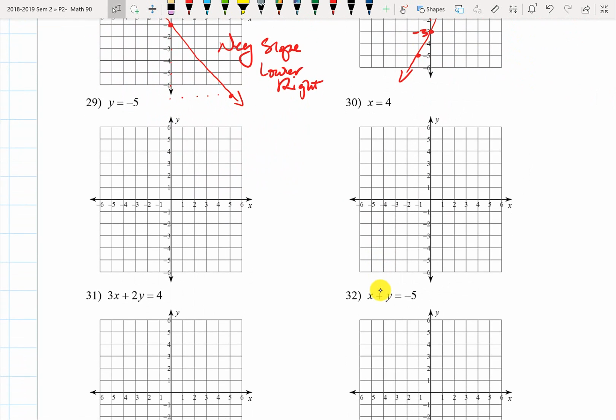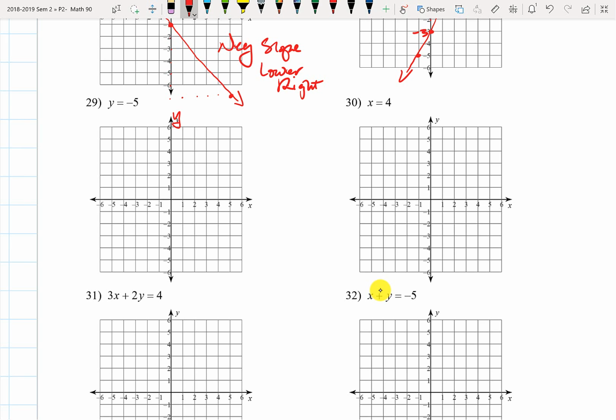Now these equations are a little bit different. One doesn't even have slope. But you got to think, where is y always equal to negative 5? So let's start on the y-axis. Okay, let's find negative 5. So that's positive 5 up here. Negative 5 is down here. Okay, so where is negative 5 on any point? Where is y always equal to negative 5?